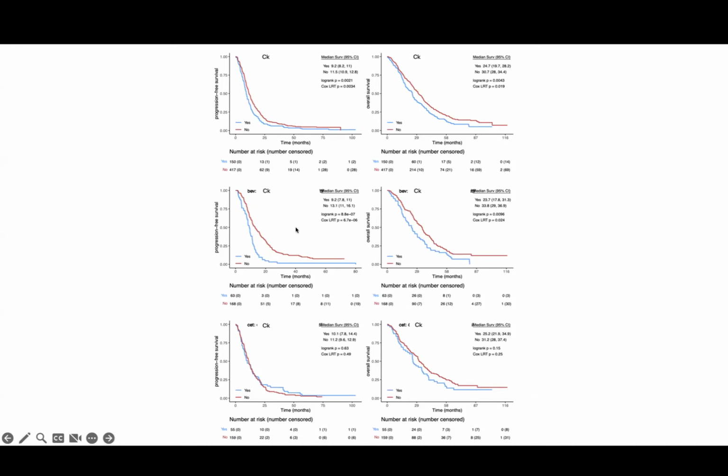But if we look down at the treatment-specific curves, on the second row it's bevacizumab, it's a much bigger effect. So those patients did quite a bit worse. In cetuximab, there was no apparent effect at all for progression-free survival. So there's really quite a discernible difference here between the treatments, bevacizumab and cetuximab.